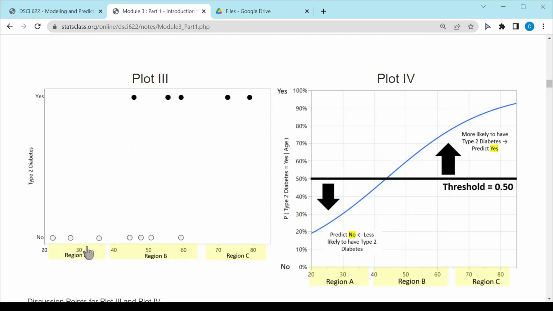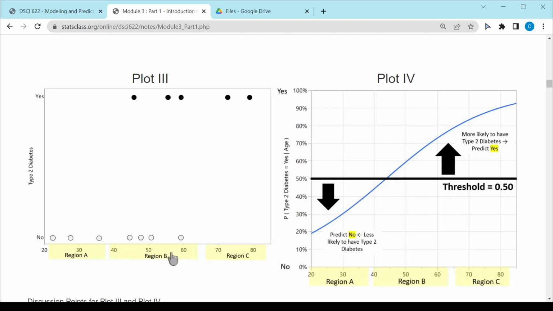In region A here, I'm pretty confident that they do not have diabetes. So a woman that's 35 and less probably does not have diabetes. Somebody that's 70 and above probably does have diabetes. I saw 2 women in that group, and both of them have diabetes.